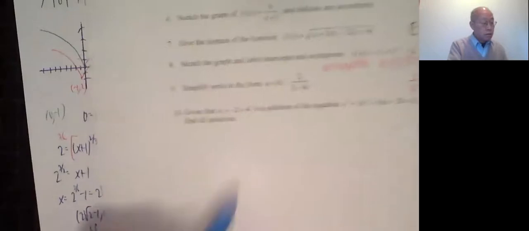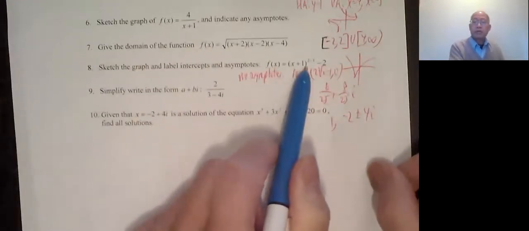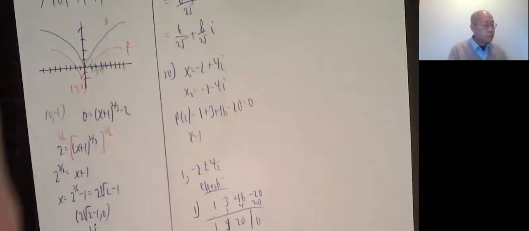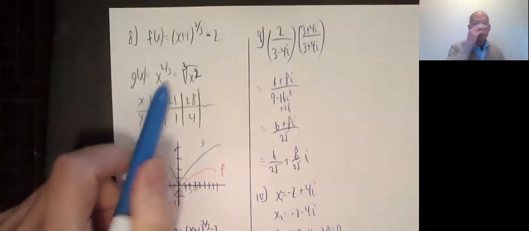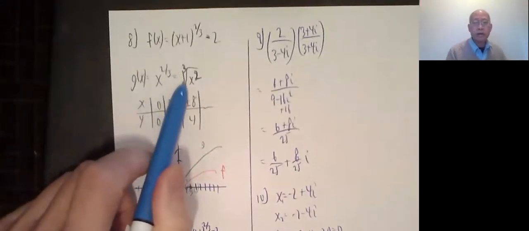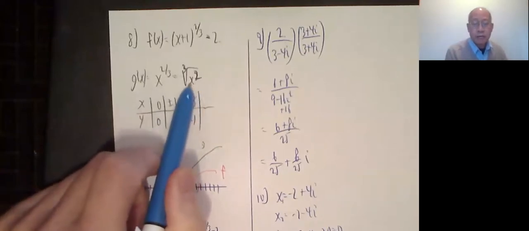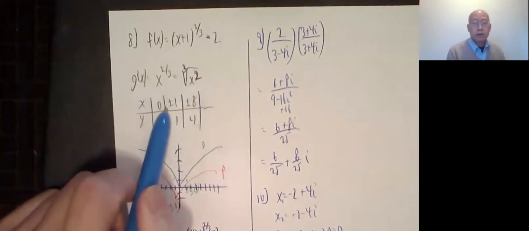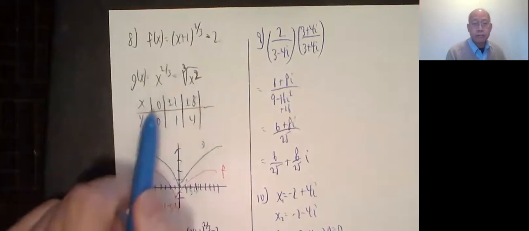Okay. Number 8. f of x equals (x plus 1) to the 2/3 minus 2. Sketch, label intercepts and asymptotes. So first I look at g of x equals x to the 2/3, which is the cube root of x squared. This is going to be an even function because of the square. So I plug in a positive number and its corresponding negative, you're going to get the same answer. So 0, plus or minus 1, plus or minus 8, because I have to end up in the cube root.